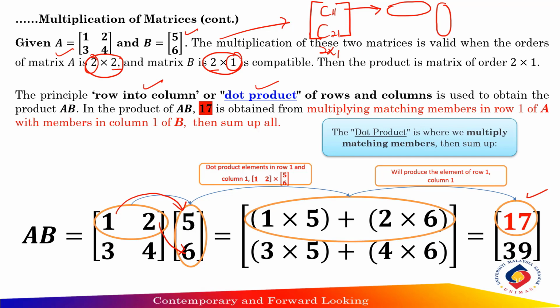The same goes for getting the element at row 2 column 1. We need to apply multiplication of row 2 of matrix A and column 1 of matrix B. The process here is 3 times 5 plus 4 times 6, and the result is 39.